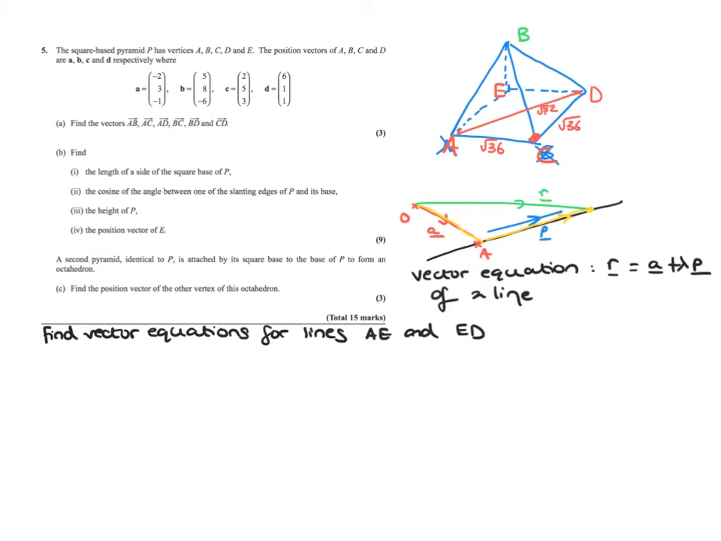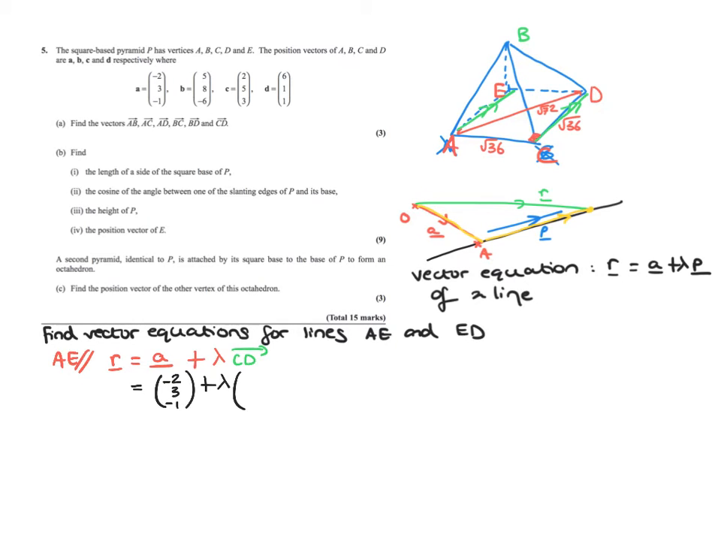So, let's start with the line AE. Now, to get its vector equation, r equals a plus lambda p. So a position vector of a point on the line, well, I can use little vector a here. And then I have lambda. Now I need a vector that's parallel to my line AE. Now what vector is parallel to that? That's vector CD. So here we go. Now that's a plus lambda CD.